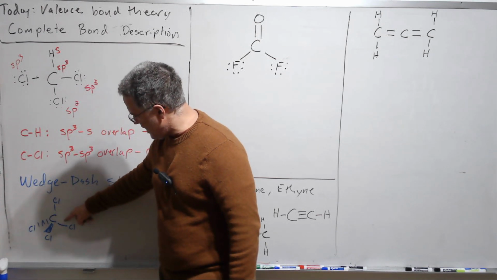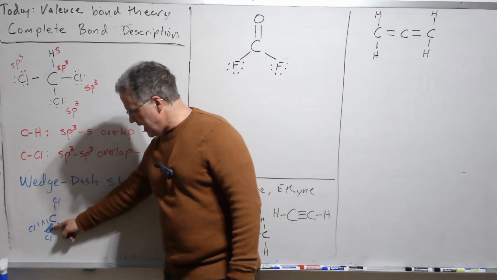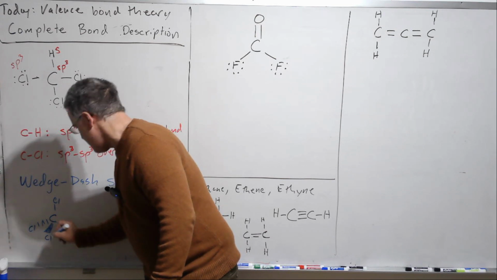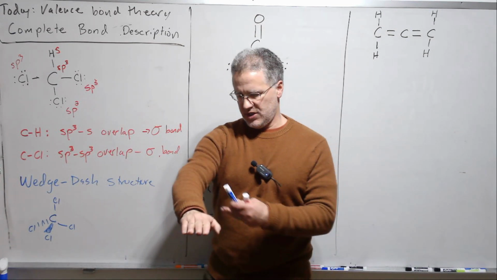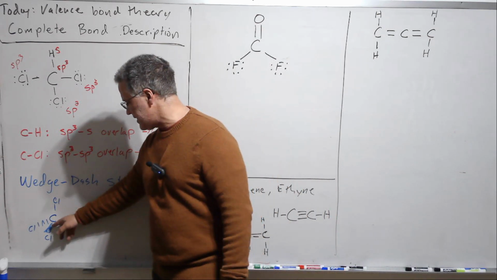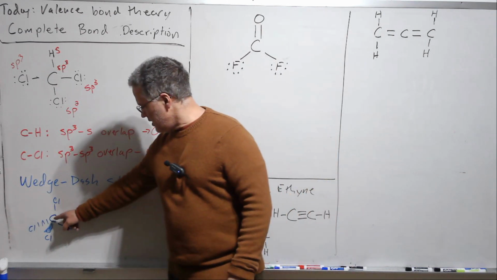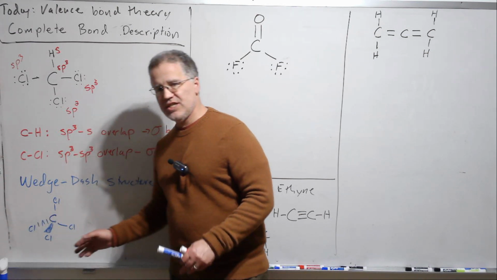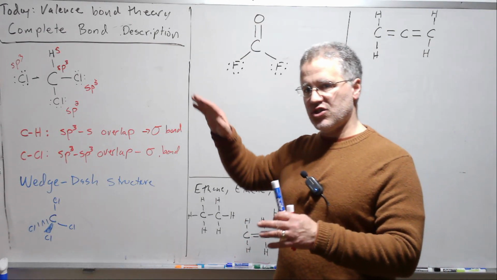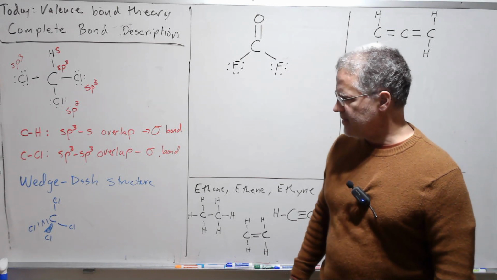We draw just a straight line to represent bonds that are in the plane of the board. We draw a wedge coming out, so a triangle here, coming out of the board. So that means the chlorine is coming out, kind of down and away here in this case. And back here, the chlorine with the dash is going back into the board. So dashes go back behind the page and wedges go out in front of the page.